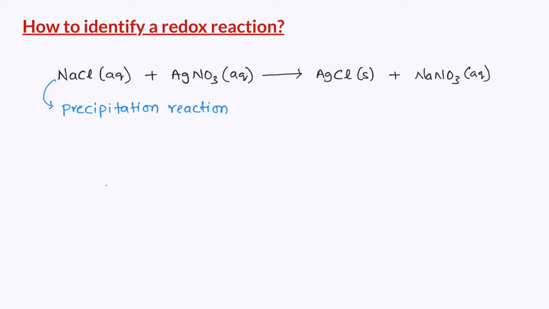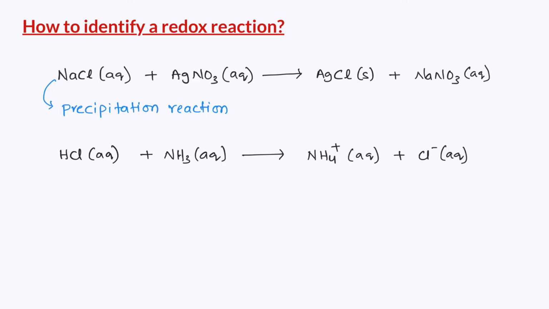Let us do one more example like that. What type of reaction is the following? Aqueous HCl reacts with aqueous NH3 to form aqueous ammonium plus aqueous chloride ion. This is an example of acid-base reaction, as there is a transfer of proton from an acid, which is hydrochloric acid, to a base, which is ammonia.